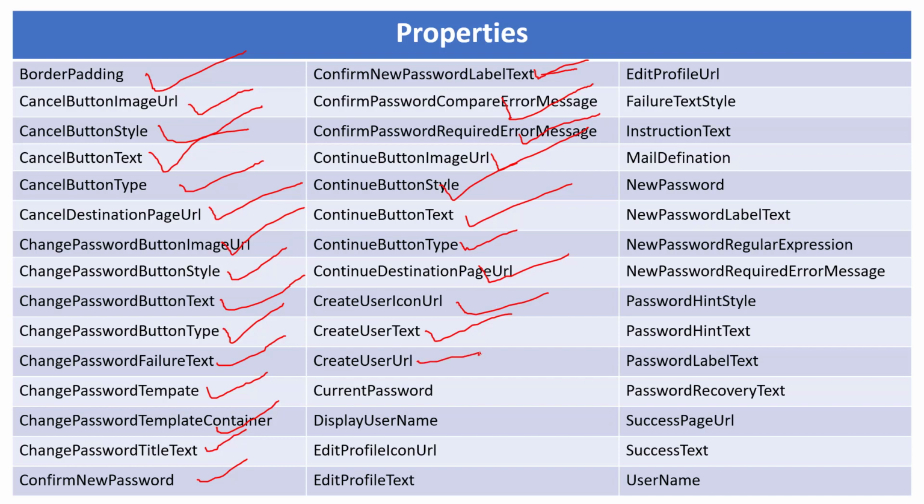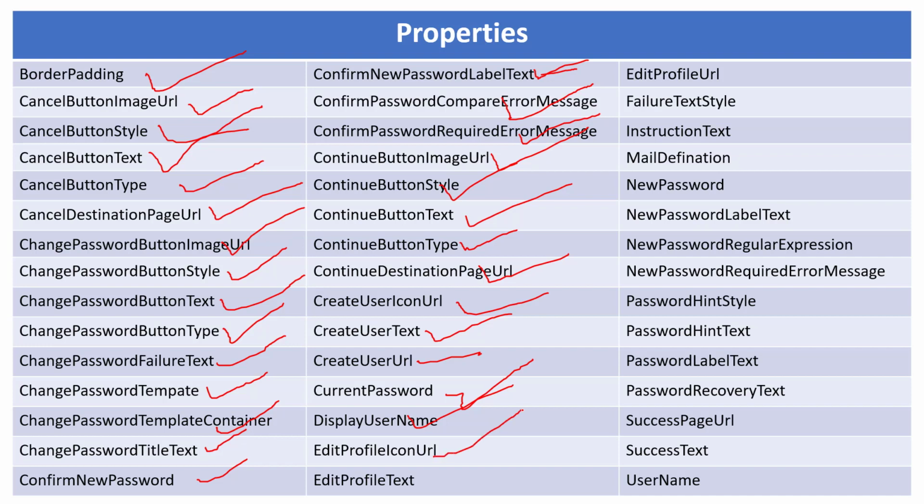Next is create user URL. It is used to set or get the URL of the web page that contains the create user wizard control. Next is current password. It is used to retrieve the current password of the user. Next is display username. It is used to retrieve or specify a value indicating whether the change password control should display the username control and label.